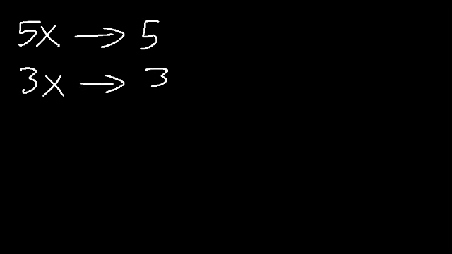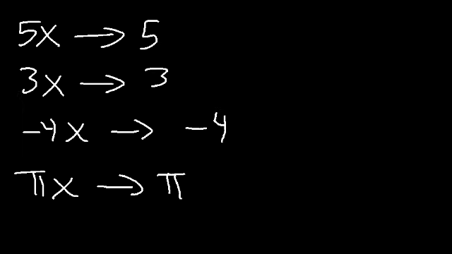What is the derivative of 5x? The derivative of 5x is 5. The derivative of 3x is 3. The derivative of negative 4x is negative 4. For pi x, it's simply pi, and for e times x, it's e. e and pi are constants. Now let's see why that's the case.